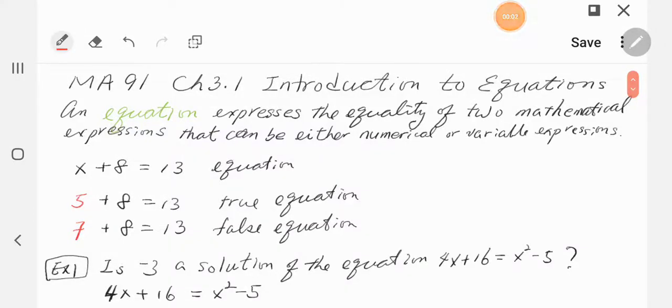Chapter 3.1 Introduction to Equations. Okay, in this section we will learn about the equation, and then for the equation we will try to find the solution of the equation.